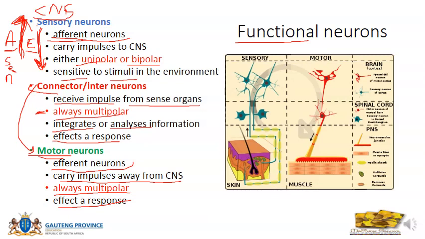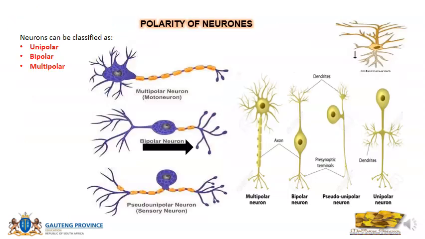Now we can decide about the polarity of neurons. And neurons will then be classified into three categories, either as unipolar, uni means one, bipolar, bi means two, or multipolar, multi means many. Okay, so neurons could either be unipolar, bipolar, or multipolar. Now, how do we decide on the polarity of these neurons? It's very simple. We'll be looking at the cell body as our start point.